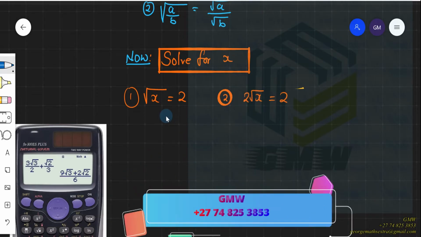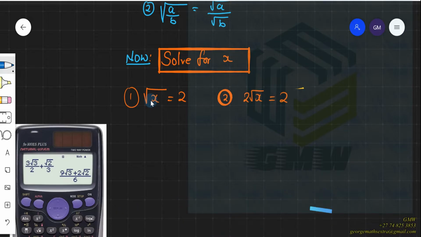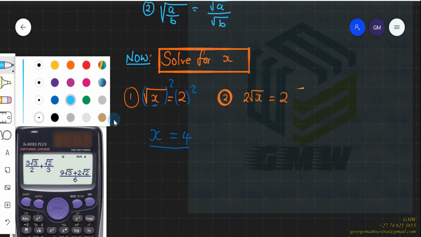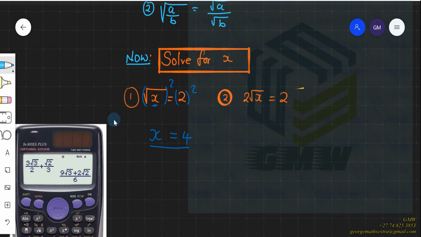Now, if you look at this, it says the square root of x is equal to 2. Notice this. We want x to be the subject of the formula. And most of you, by now, you know that for us to free x or for us to have x as the subject of formula here, we need to square both sides. So I'm going to do that. Now, if you square both sides, on the left-hand side, I remain with x, and on the right-hand side, I will get 4. Now, I have found my solution to be x is equal to 4.